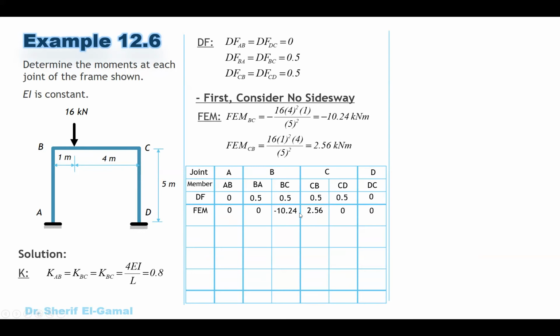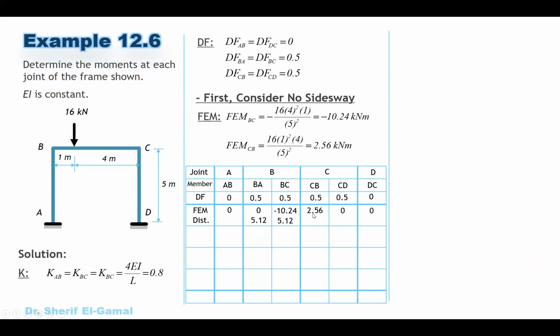And again, concentrate when you put the fixed end moment, put them in the correct place. This is BC, you put it at BC, and then CB at CB. Once we finish the fixed end moment, we are going to start with joint B, get the summation of this moment. It is minus 10.24. So the opposite will be a positive value, 10.24 multiplied by 0.5 to get the value here, and multiplied by 0.5 to get the value here. And don't forget that the total here should be 0.